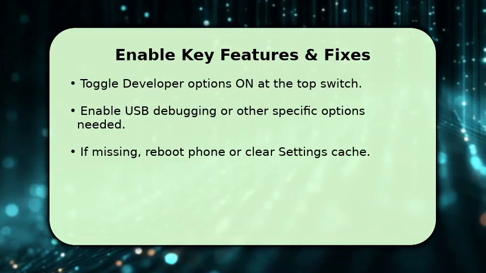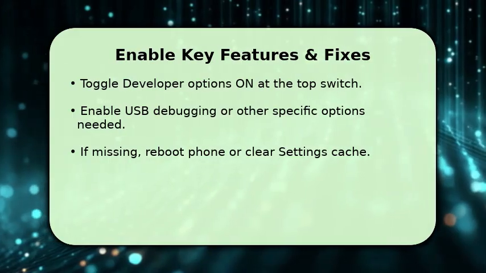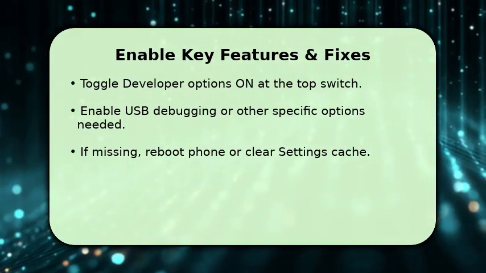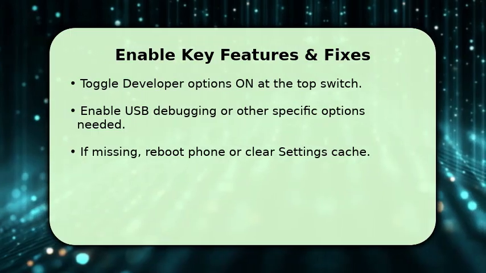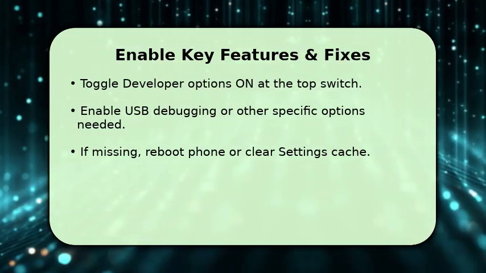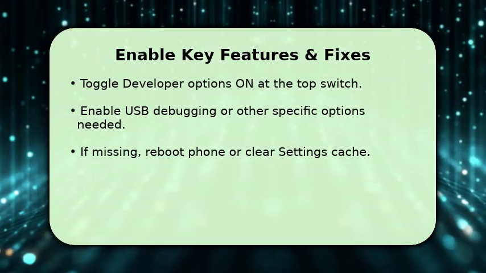If developer options do not appear, reboot the phone once, and if still missing, clear Settings, App Cache and Apps Info, then repeat the reveal steps. Remember one troubleshooting tip. Toggle power off/on after changes to ensure system services recognize new developer settings.